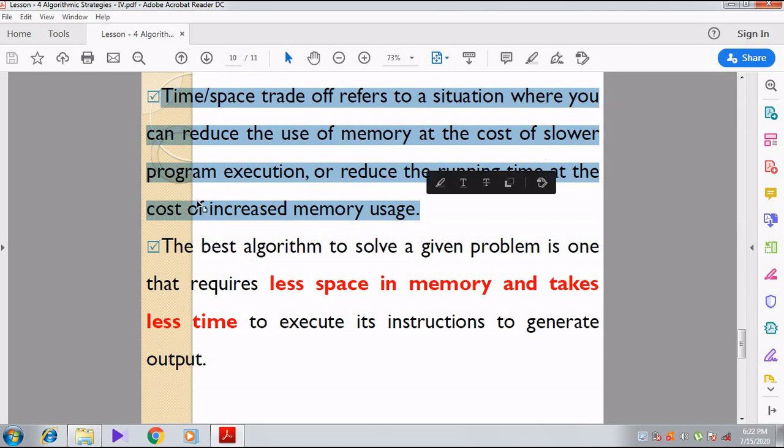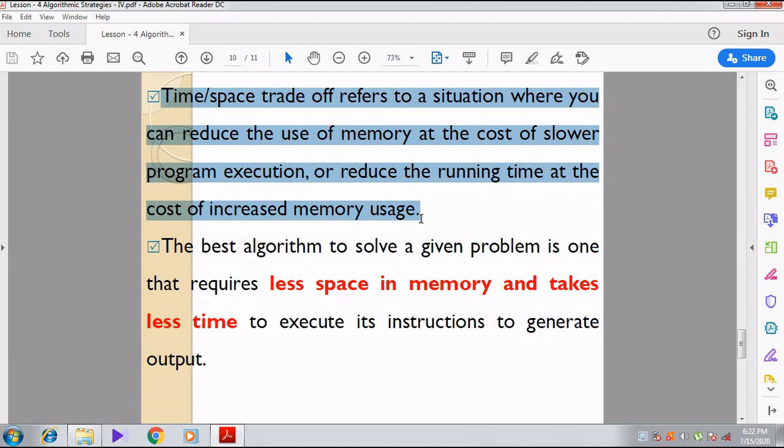Time-space trade-off refers to a situation where you can reduce the use of memory at the cost of slower program execution, or reduce the running time at the cost of increased memory usage. So we can use this technique based on the system. Whenever we want to reduce the memory, we can go with slower program execution. That means running time will be slower, but usage of memory will be reduced. And in another situation, the running time is reduced at the cost of increased memory usage.